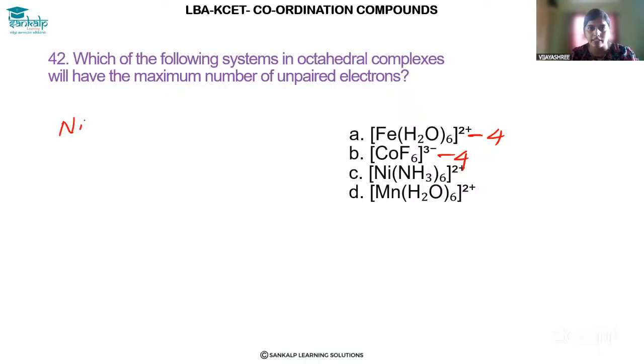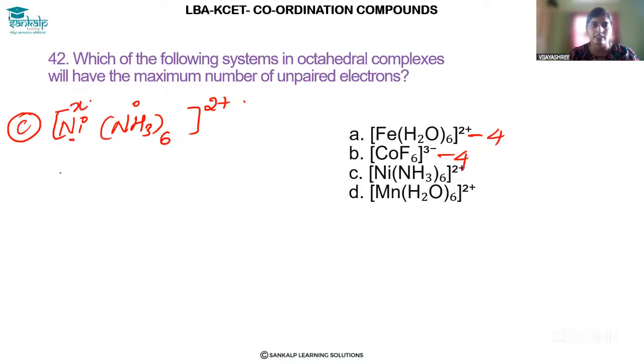Option C, nickel NH3 6 times, 2 plus. Charge over the complex is +2. Charge of ligand is 0 because amine is the neutral ligand. We have to calculate the oxidation state of nickel.